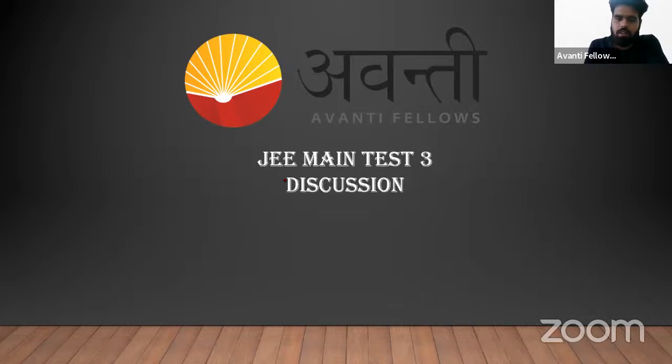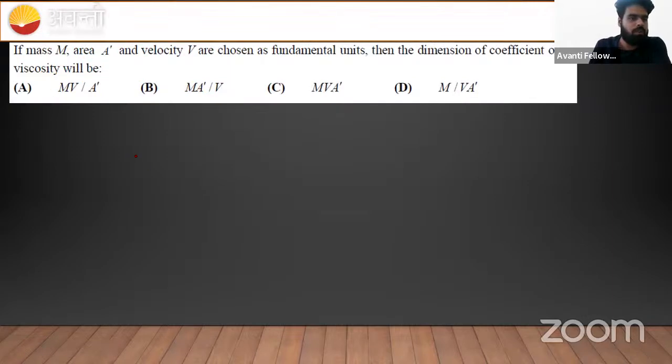Let's start the discussion of the test that happened yesterday, test number 3. So without wasting time, let's start with question number 1. What is it saying in question number 1? It is saying that if the mass M, area A dash, and velocity V are chosen as fundamental units, then the coefficient of viscosity will be.